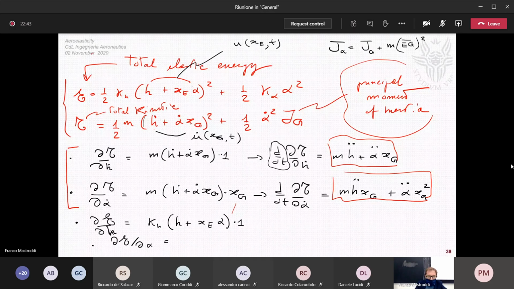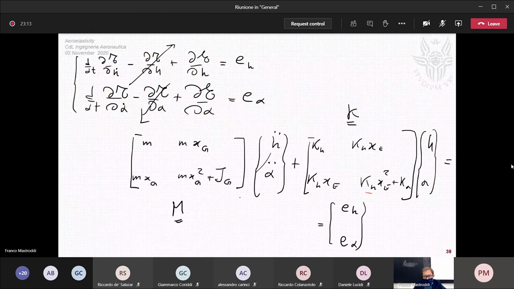So deriving with respect to alpha, we have kh again by k by alpha plus xe alpha by the derivative of this with respect to alpha, so xe, and then we have k alpha by alpha. Okay, so this is the result of this derivative, and at the end we can apply the Lagrange equation of motion, and then we have this system.